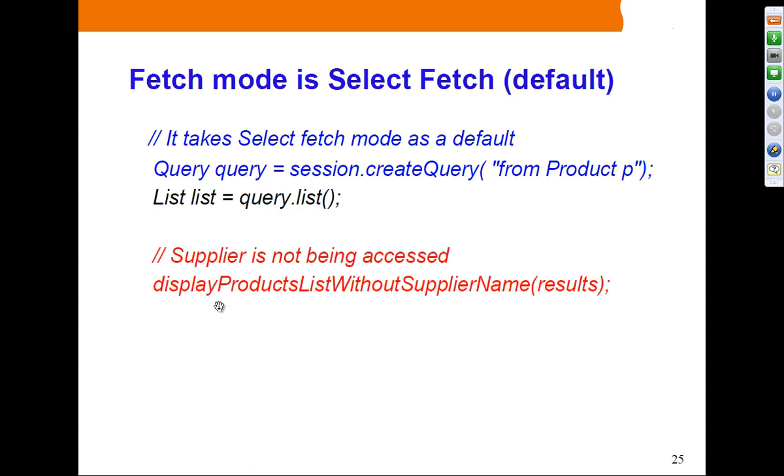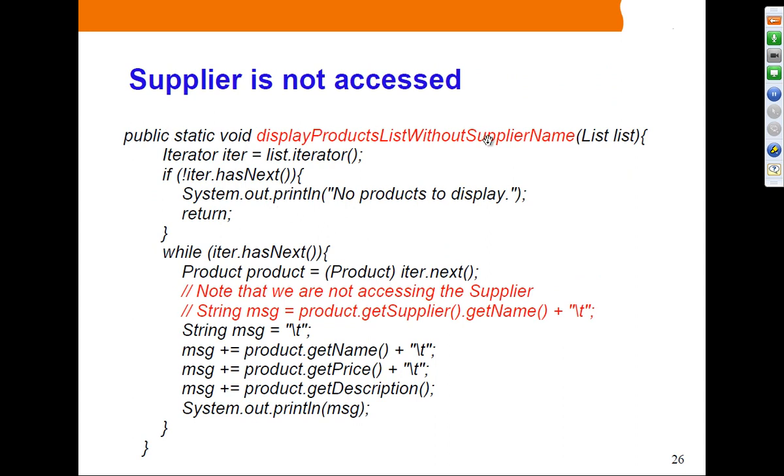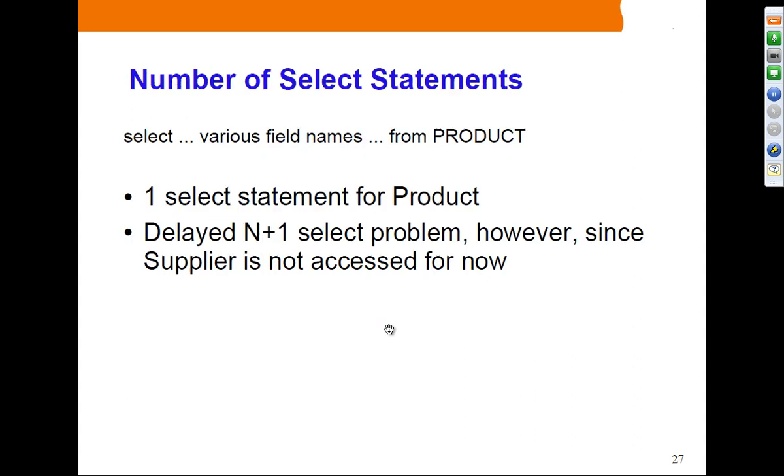Here we are going to display the product list without the supplier name, which means supplier is not being accessed. So those are the conditions. We get the products first, and for each of those products, we are not accessing the supplier, so this is commented out. In this case, what we are going to see is just a single select statement for retrieving product. One single select statement for product, and you don't see the n+1 select problem because supplier is not accessed.